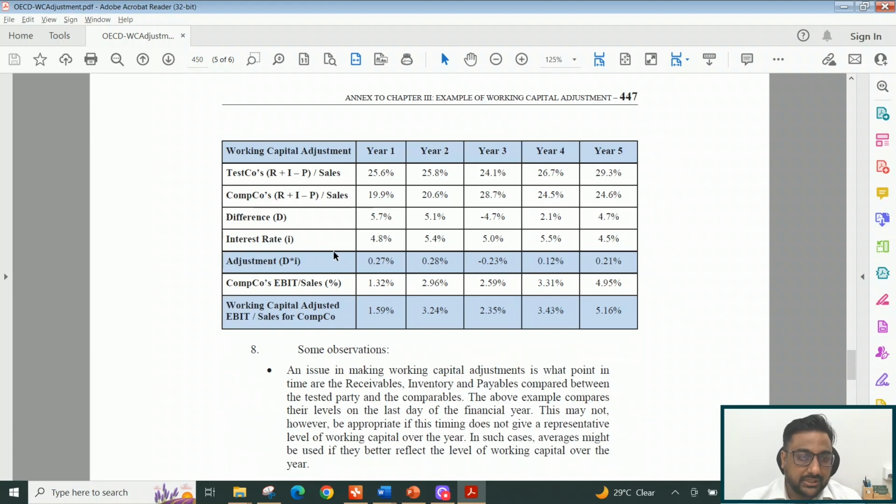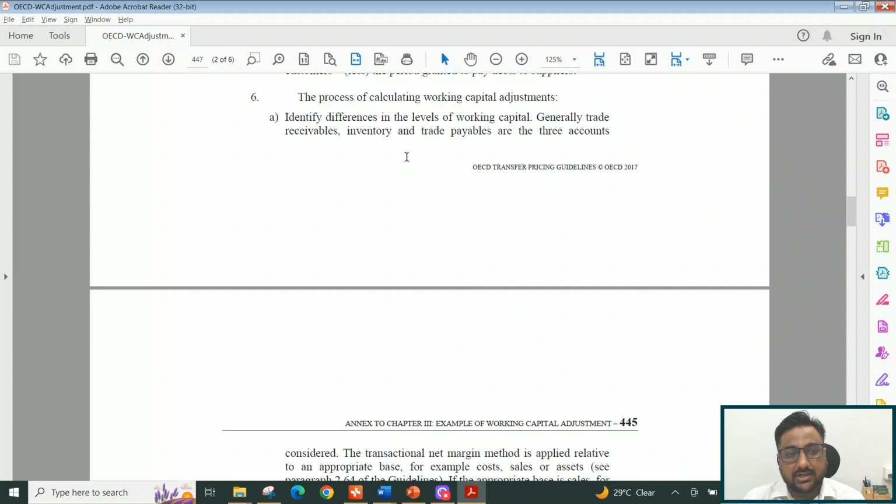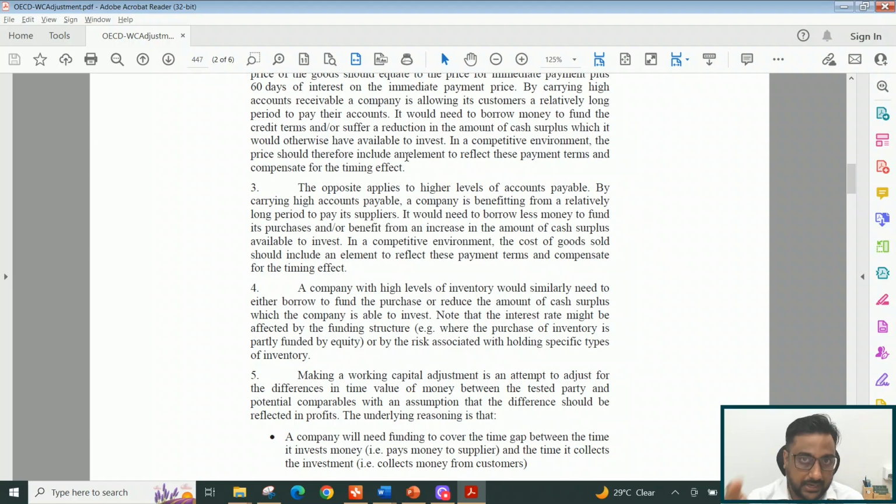Now what you have to do here is identify the difference, and then multiply this with an interest rate. If the figure is positive, you add that as an adjustment to your comparable's margin, and appropriately you will get a final adjusted comparable margin. Now, what is this entire process and why this entire process? If you see the why, you will come to know that there is a concept of time value of money which they have applied.